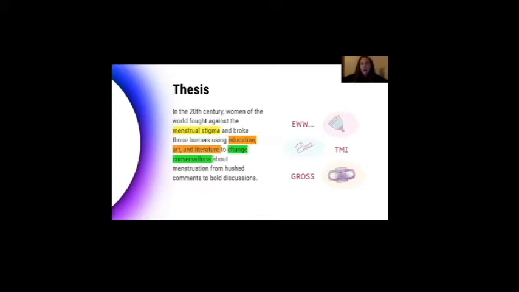So I've highlighted 3 claims within her thesis. One claim is that there was a stigma. Another is that women used education, art, and literature. And I guess that's really 3 claims, but for our purposes today, I made that into one. And then she's arguing that it changed the conversation or created conversation about menstruation.